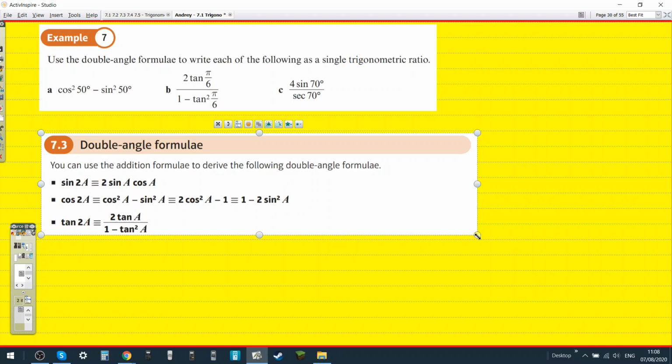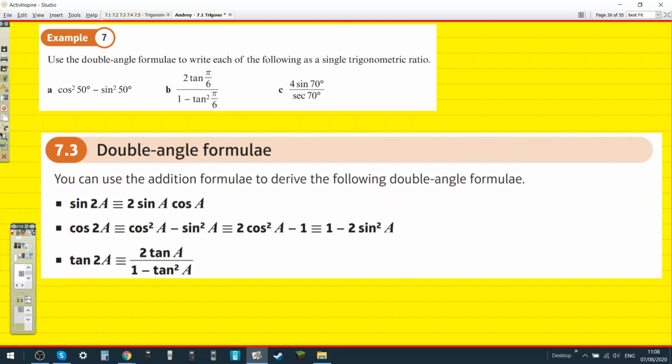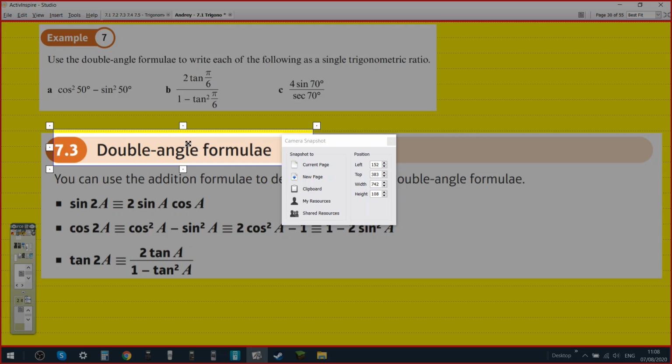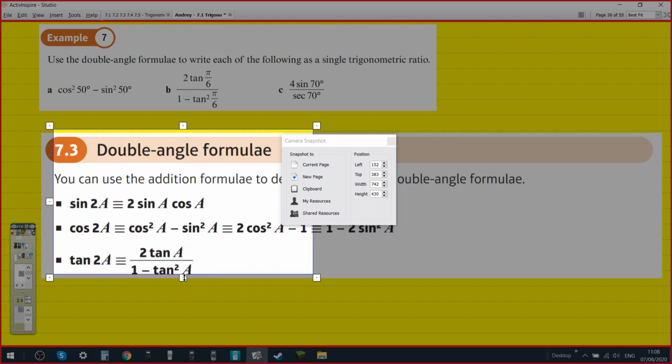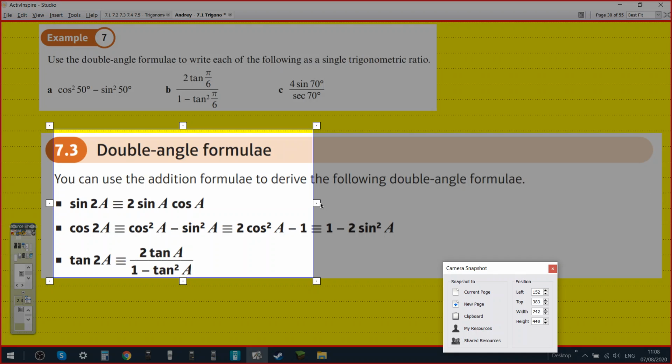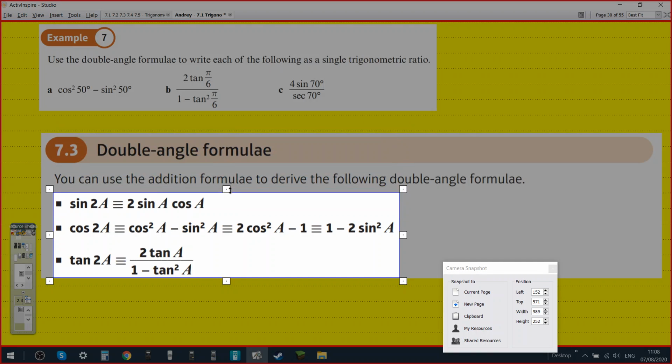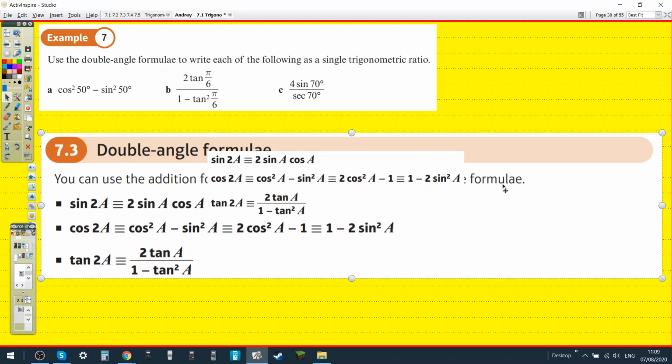So, would I have to solve cos squared A to get to use that, or... It's not an equation. Can't solve it. Oh yeah, sorry. Cos squared 50.